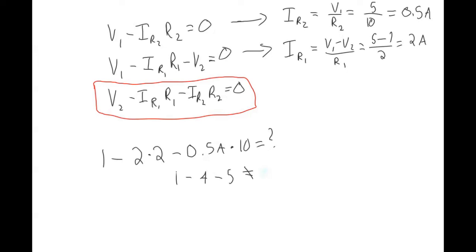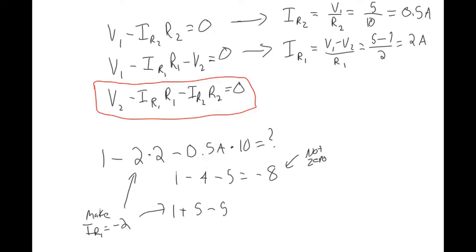That equals minus 8, which is obviously not 0. But we wanted it to be 0, so what happened? There is a way to combine all of these things such that they do add up to 0. And that would be by making the current flowing through resistor 1 equal to negative 2. And if we did that, we would get 1 plus 4 minus 5, which equals 0.